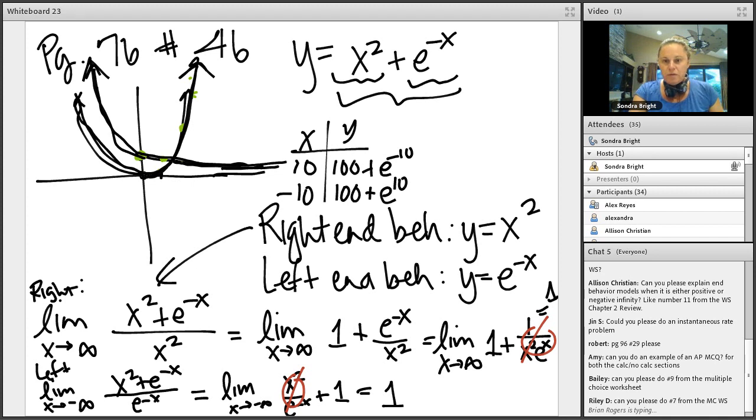All right, hopefully that makes sense for the end behavior models.